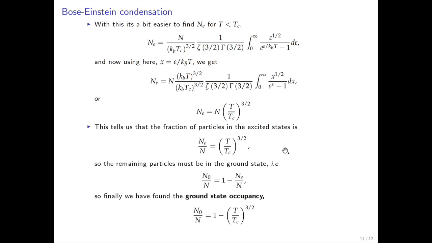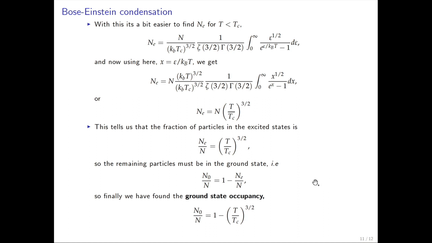And then, what if we divide this by n? That's the fraction of particles in the excited states. It's just T over TC to the 3/2. And so the remaining fraction must be in the ground state. That is, the fraction of particles n0 over n in the ground state must be 1 minus this fraction. So we can write it out as n0 over n equals 1 minus T over TC to the 3/2 power.